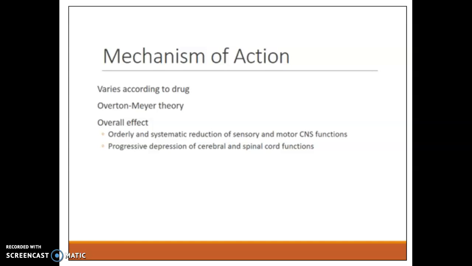Of course, our mechanism of action is going to vary according to drug. What the Overton-Meyer theory proposes is that the effectiveness of all anesthetic potency is directly related to lipid solubility. So fat-soluble drugs are going to be more effective than our water-soluble anesthetics because they can more easily cross the blood-brain barrier to concentrate in the neural cells, with the overall effect being an orderly and systematic reduction of sensory and motor CNS function. So there's a progressive depression of the cerebral and spinal cord function as well.